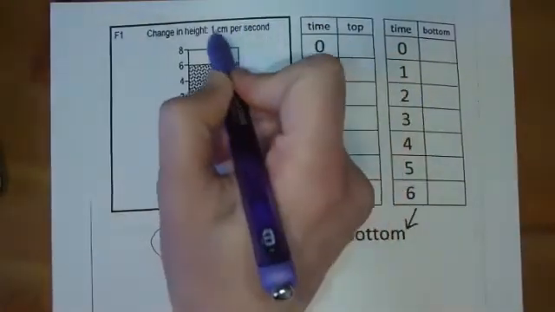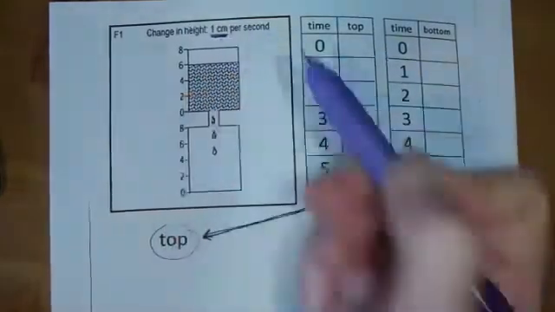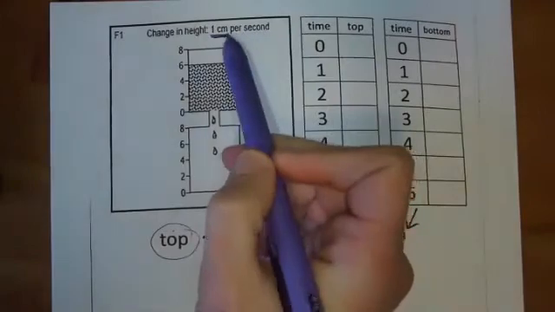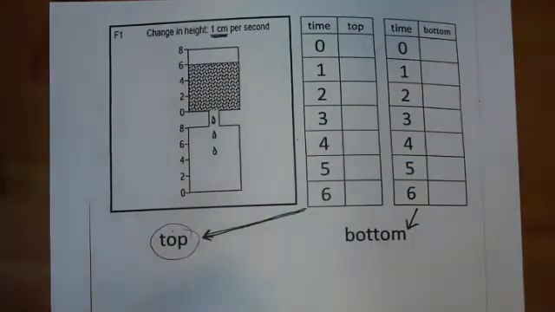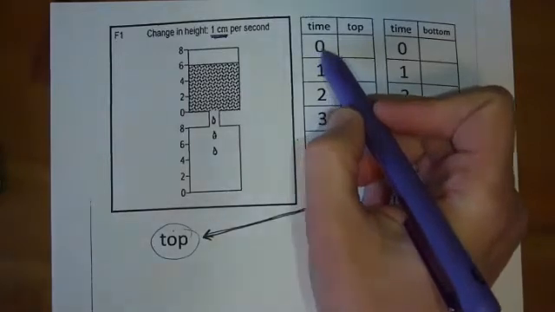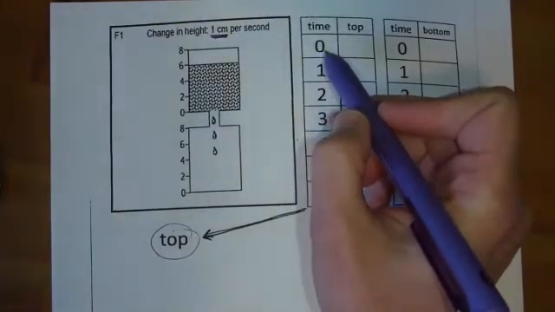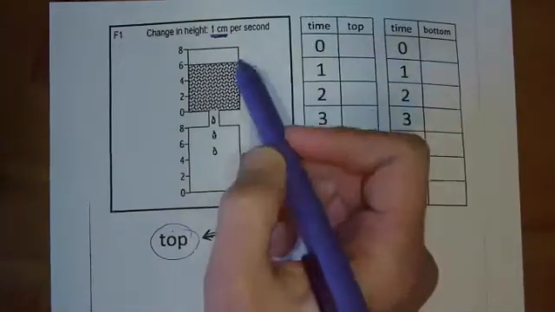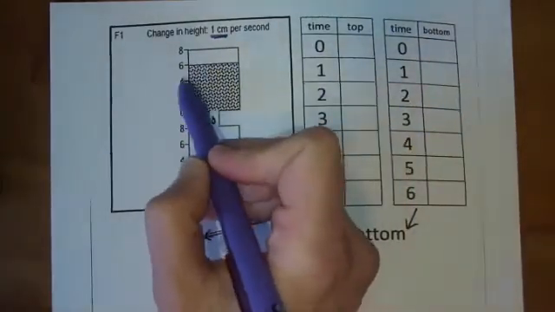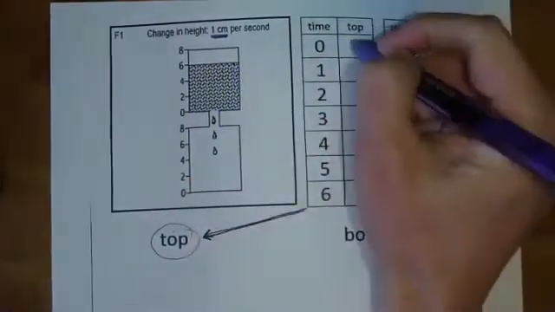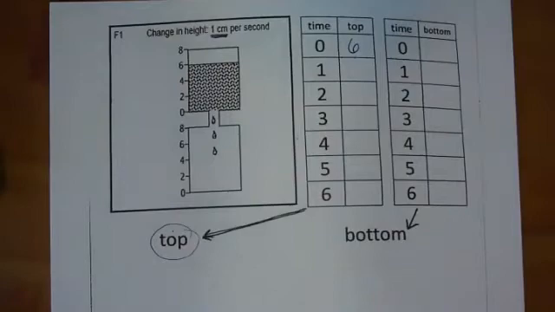And it kind of tells us up here. It says it's going to change in height 1 centimeter per second. So for every second that passes by, you're going to lose 1 centimeter of height. So at 0 seconds, that's what this 0 means here. When no seconds have passed, that's just like the beginning of the story. Before any time has passed, how much water was in the cooler? Let's take a look. It looks like we got 6 centimeters of water in the cooler at the beginning. So I'm going to go ahead and write a 6 there.